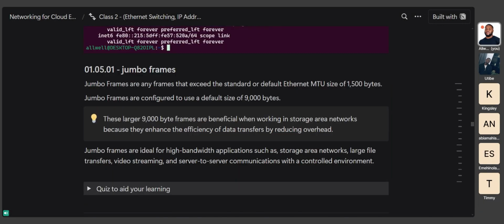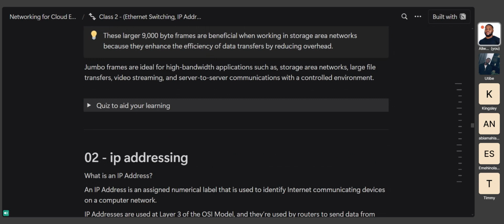Now there are such things as jumbo frames, frames that are really big, and they usually have a default size of 9,000 bytes. So these larger 9,000 byte frames are beneficial when working in storage area networks because they enhance the efficiency of data transfers by reducing overhead.